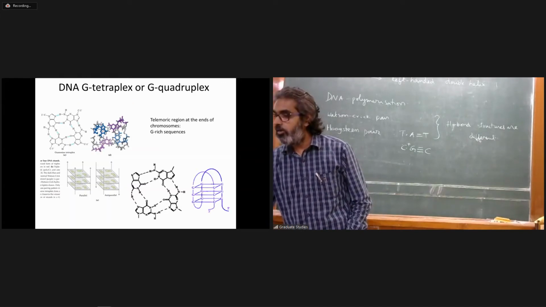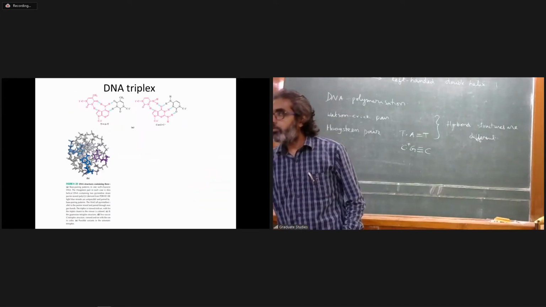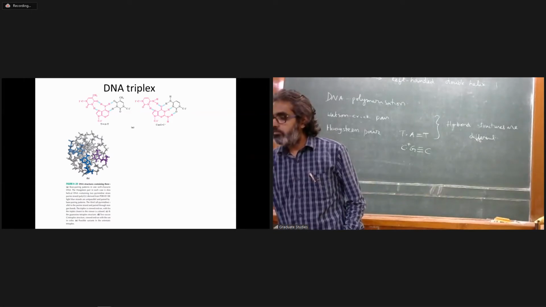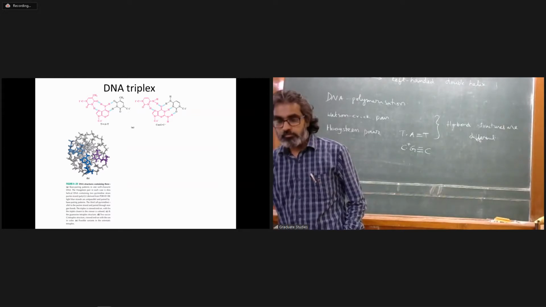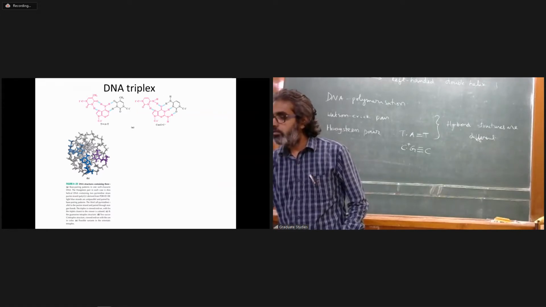So, sir, I have a question. The double helix structure is natural in our human body. In which conditions does the system allow the third strand to bind with the double strand, or is it artificially made? Well, these are artificial structures, but they might occur naturally.